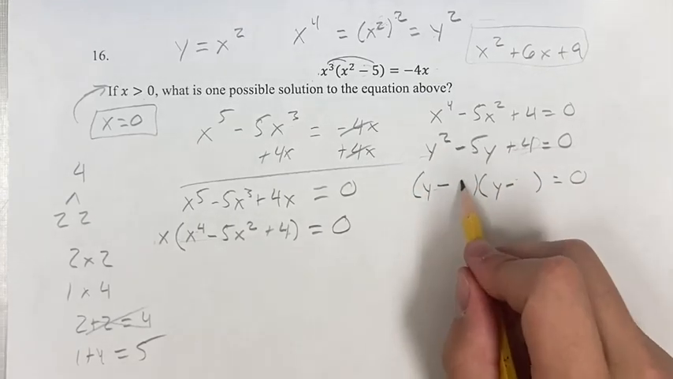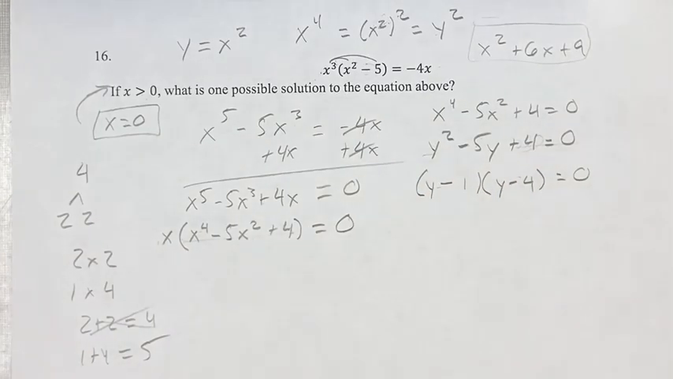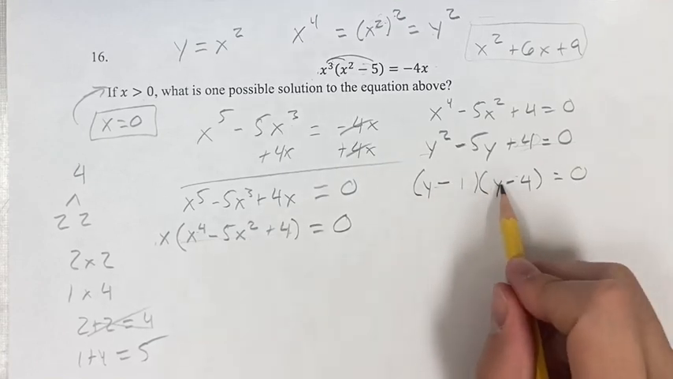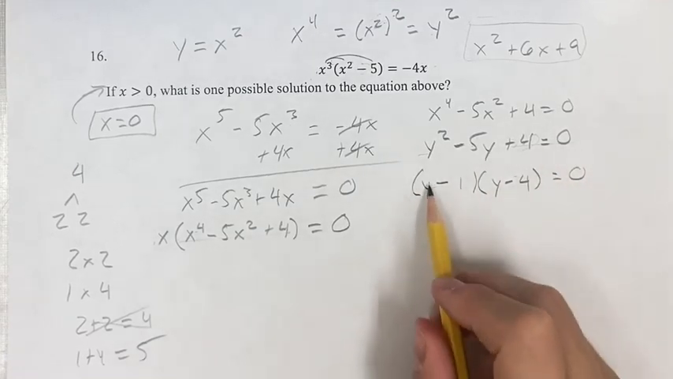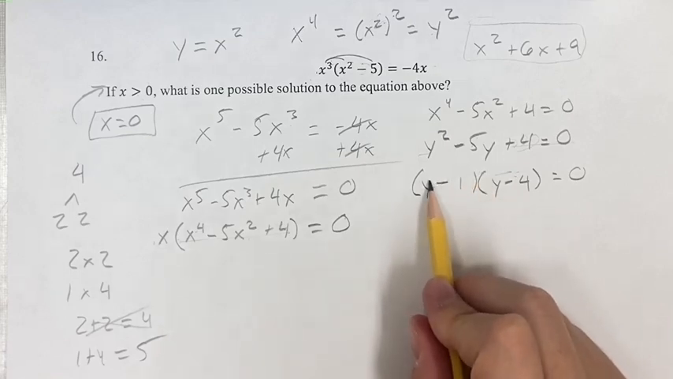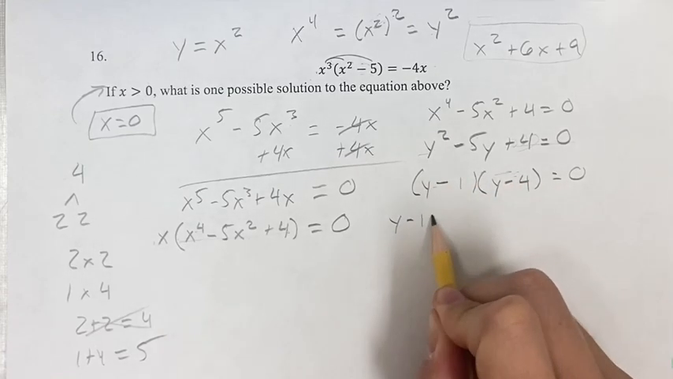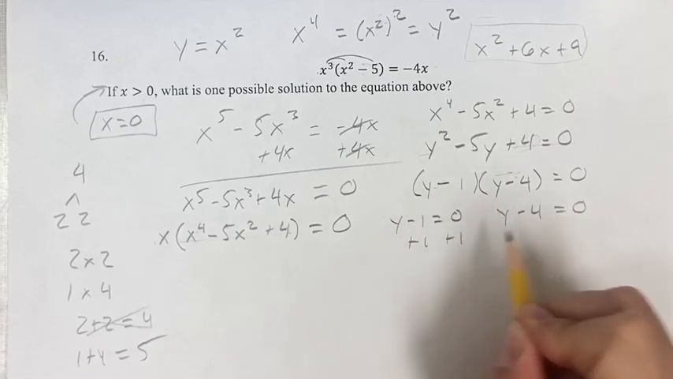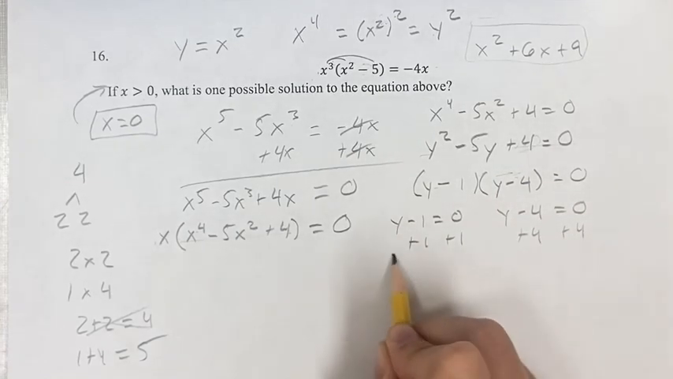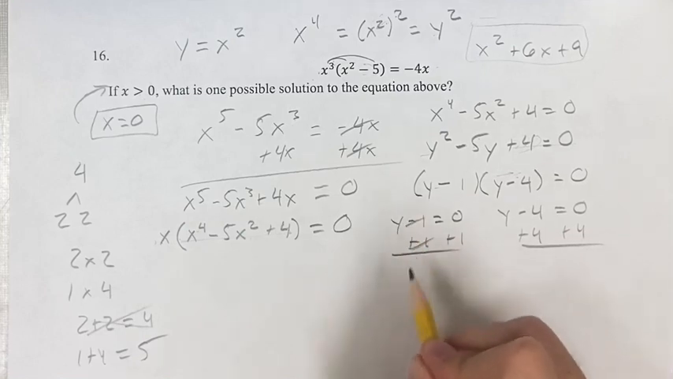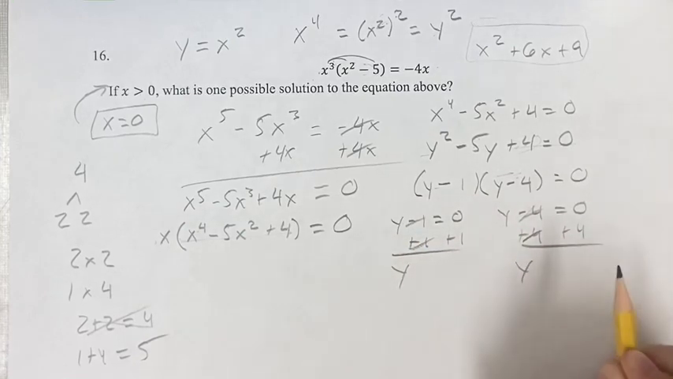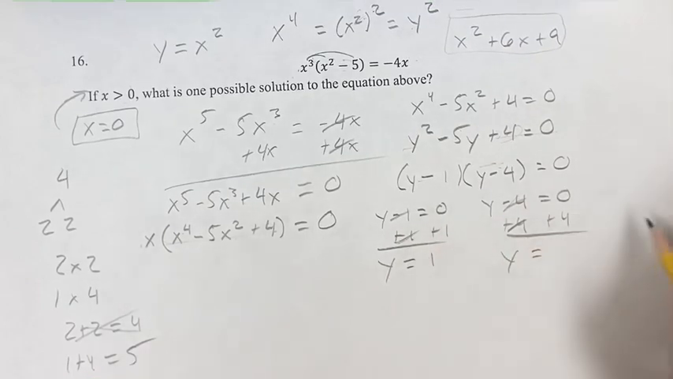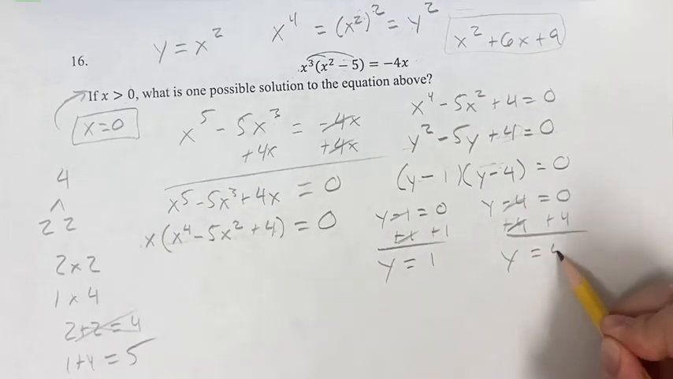There's no coefficient, so we can just put them in wherever we want. And we find that y minus 1 times y minus 4 is equal to 0. So for this product to be 0, this one has to be 0, or this one has to be 0. So y minus 1 equals 0, or y minus 4 equals 0. Adding 1 to both sides over here, adding 4 to both sides over there, leaves us with just y on one side in both equations. So y is equal to 0 plus 1 is 1, or y is equal to 0 plus 4 is 4.